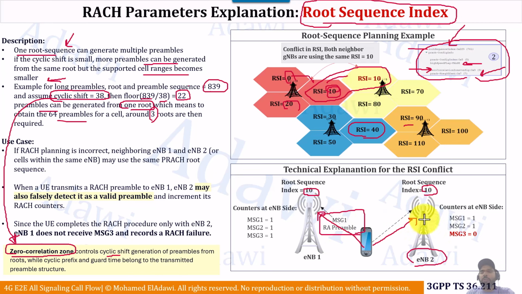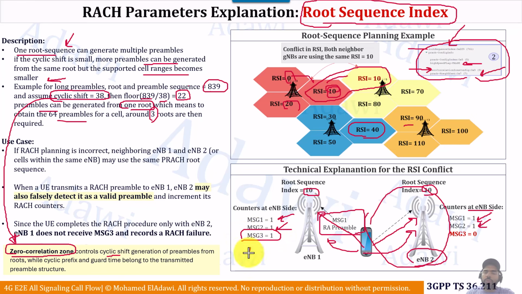So what will happen? This one has a counter on the eNodeB side. It will count that it received message 1. Then it will respond with message 2, right? Same here, message 1 and message 2. But for sure, the user will never reply to this one with message 3 because he is not connected to this eNodeB, he is only connected to this one. So he will just send message number 3 here. So this one will be successfully decoded, and this one will be counted as a failure. And this is mainly caused by the wrong planning.